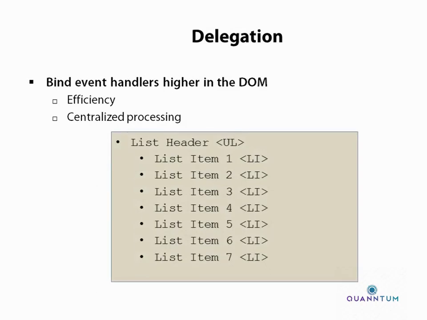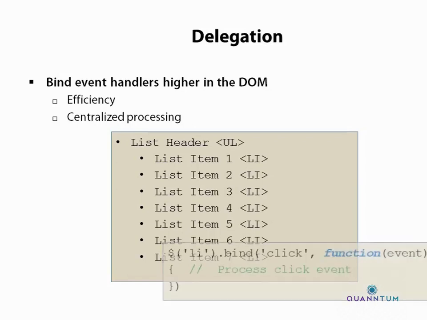The list header represents an unordered list tag, and each list item represents a list item tag. Many developers will just attach event handlers directly to the elements they wish to process events for. They will use a syntax much like this one. The bind method will attach a copy of the event handler function to each list item element. That places multiple copies of the function in memory.